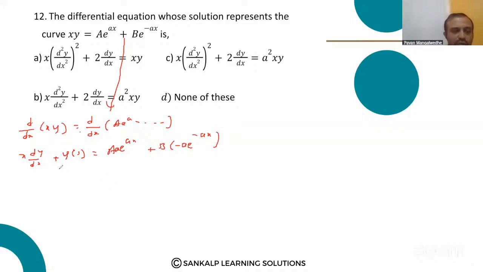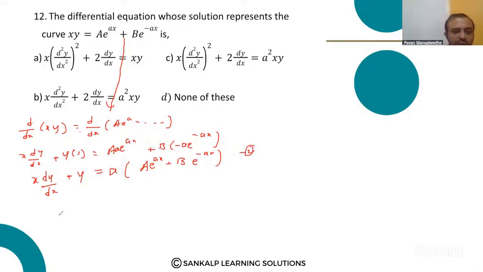So it can be written as x into dy by dx plus y is equal to a into the bracket a into e raised to ax minus b into e raised to minus ax. So this is the equation you can treat as equation 2.